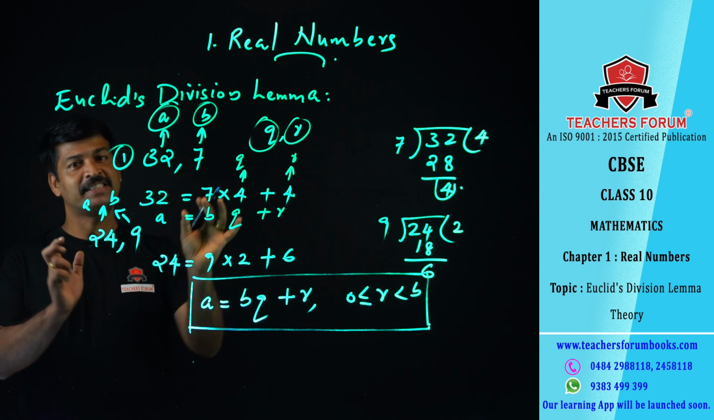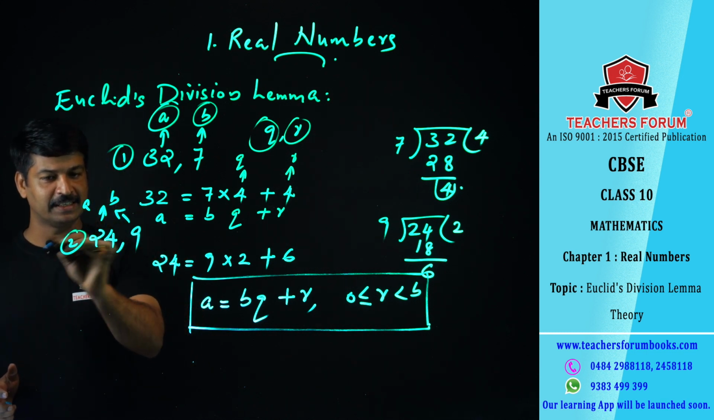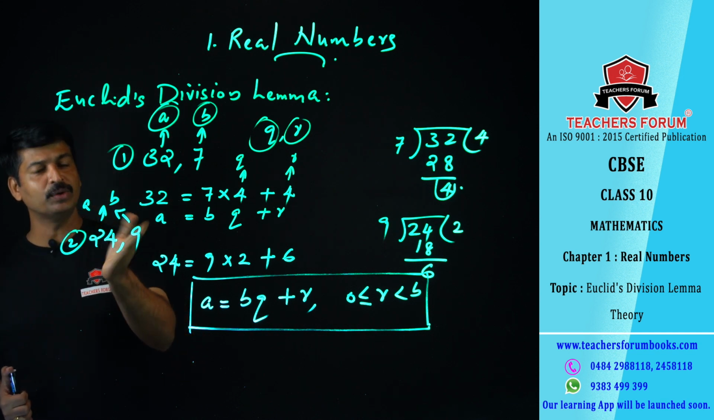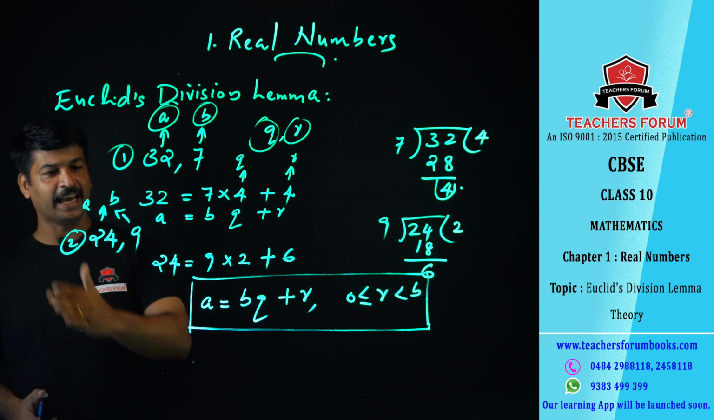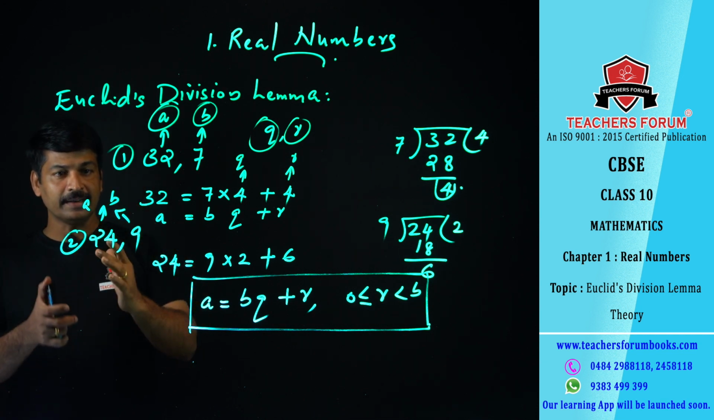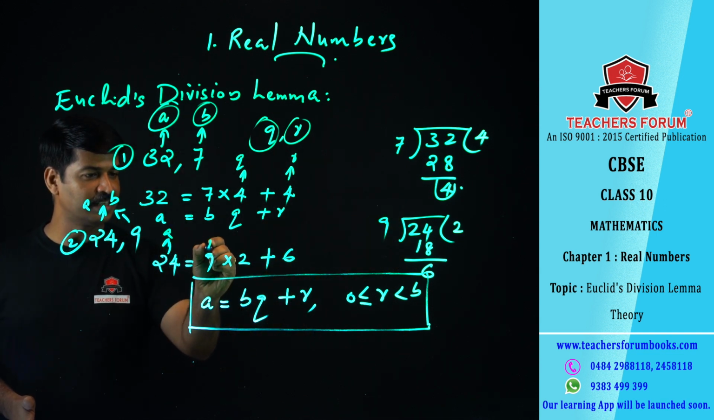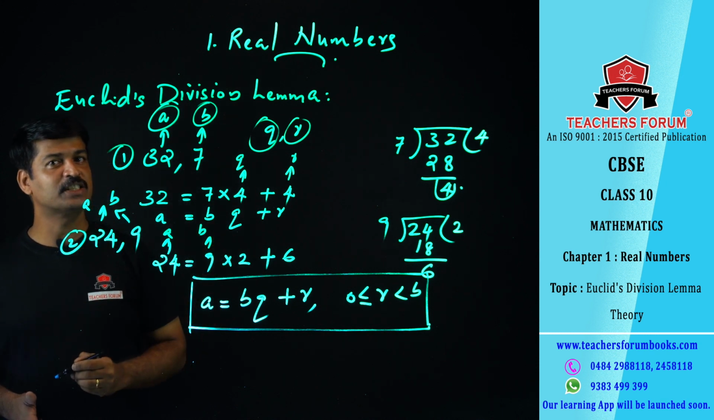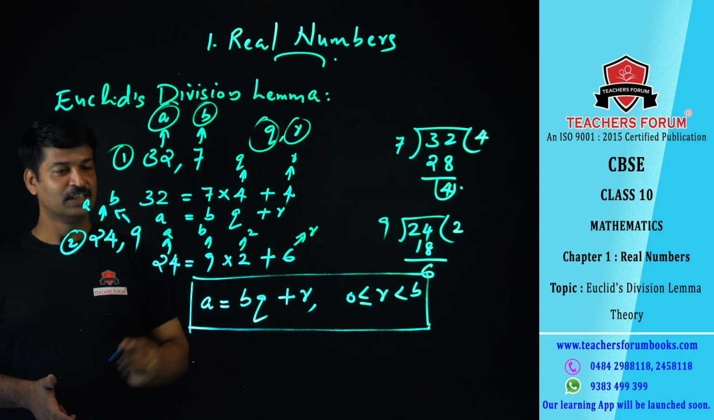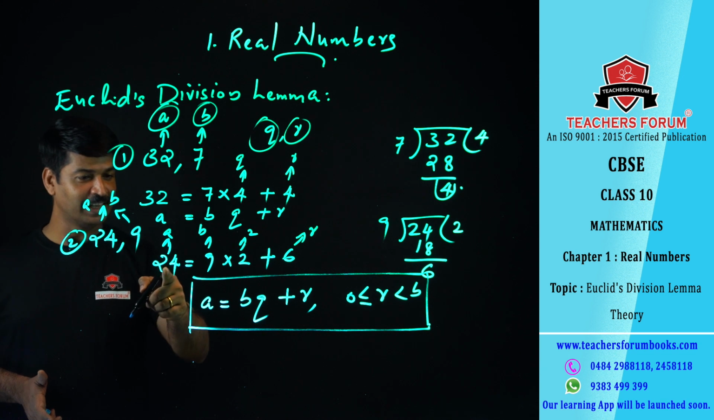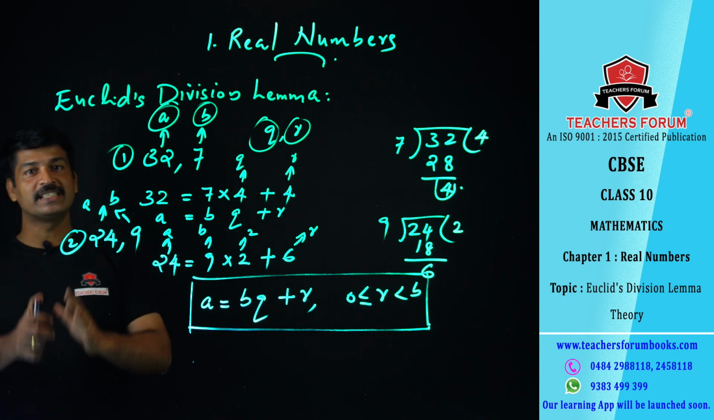So Euclid's division lemma is nothing but the process of long division. Let us see the second example. It is given two positive integers 24 and 9. 24 is taken as A and 9 is taken as B. When you divide 24 by 9, 24 is A, 9 is B, Q is 2 and R is 6. So this also can be written in the form A is equal to BQ plus R. This is known as Euclid's division lemma.